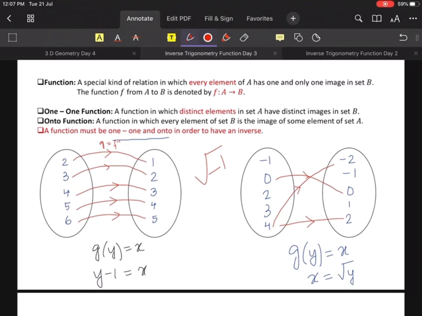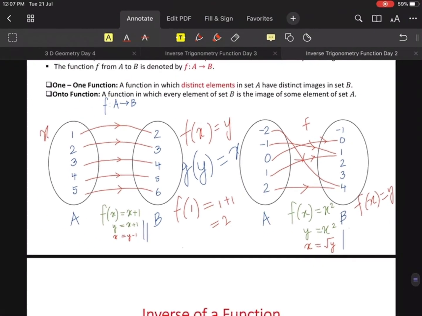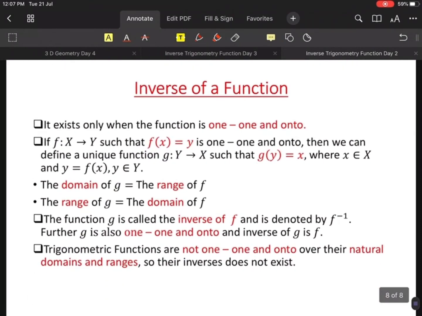Now can you see that every element of set A has one image in set B? No. Minus 1 has no image, 2 has no image, 3 has no image, and 4 has two images. Clear? So the condition for a function is not satisfied. So this second one is not a function. That's the reason a function needs to be 1-1 and onto in order to have an inverse. Am I clear? Look, the second function was a function, but the inverse of it is not a function anymore. So the inverse does not exist.